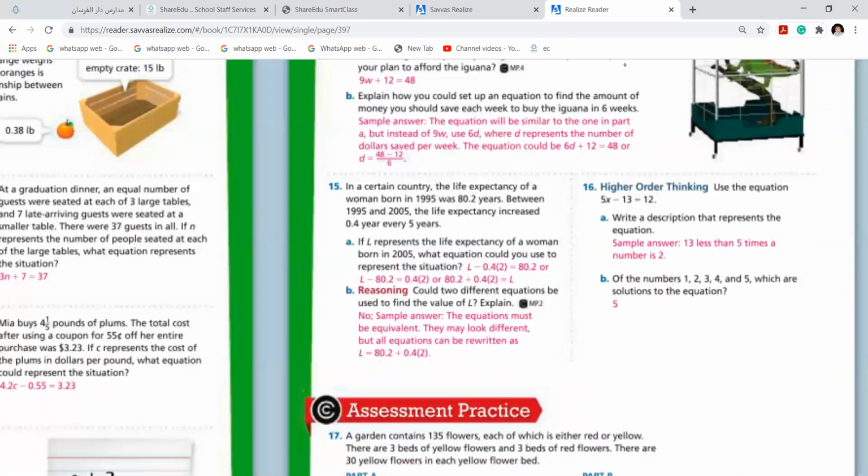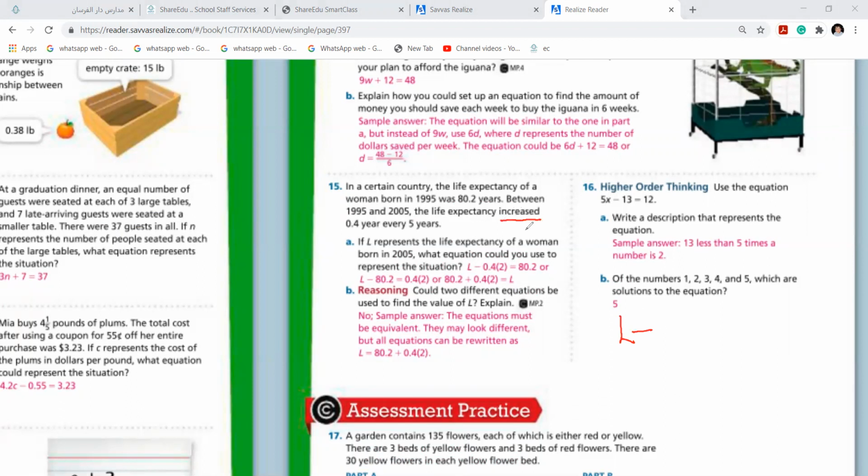So the life expectancy of a woman born in 1995 was 80.2 and increased every 5 years. After 1995, it increased 0.4 every 5 years. From 1995 to 2000, it became 0.4. From 2000 to 2005, it became 0.8. So 0.4 multiplied by 2. So your answer is L. They ask you about L, the life expectancy.